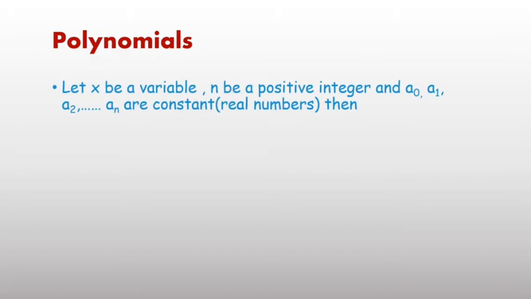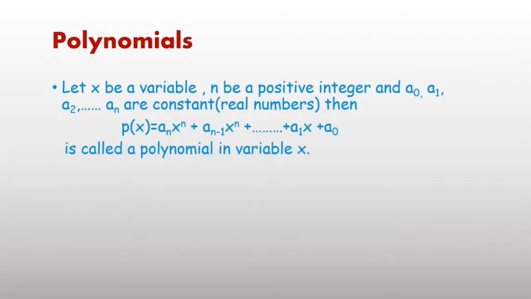Polynomial. Let x be a variable and n a positive integer. Then p(x) equals a_n x^n plus a_(n-1) x^(n-1) plus ... and the last term a_0. In other words, you can say an algebraic expression in which the power of variables in each and every term is a whole number is known as a polynomial.